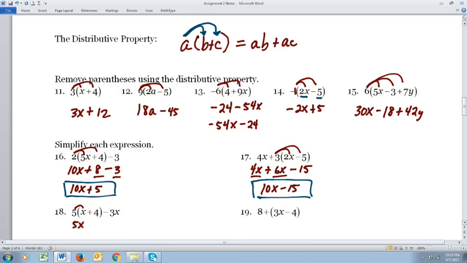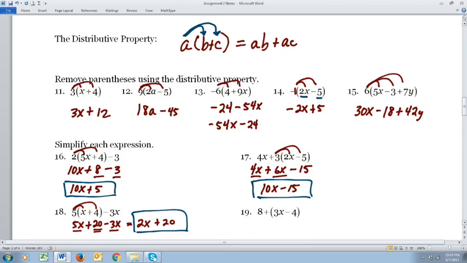So on 18, you're going to get 5x and a plus 20 when you distribute. Go ahead and bring that minus 3x down. We've got some x terms. That's going to give us 2x. And then don't forget the 20, and there's your answer.